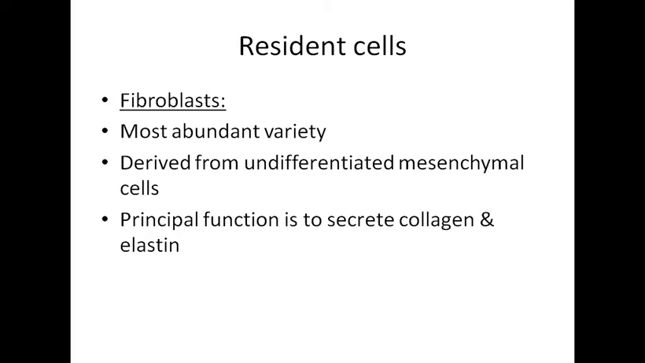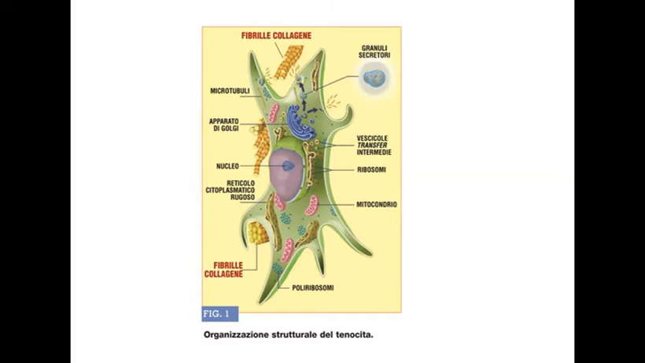So fibroblast is one of the resident cells of the cellular component of connective tissue, and the function is to secrete collagen and elastin. This is the picture of a fibroblast, right? We can see these extensions. It has a central big nucleus with all different cell organelles.